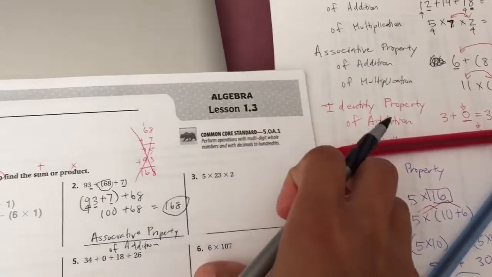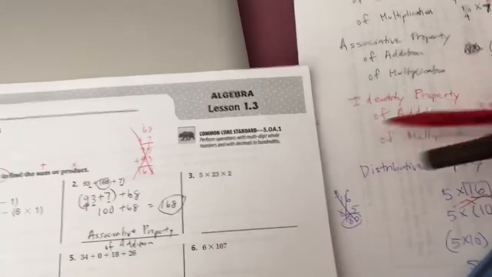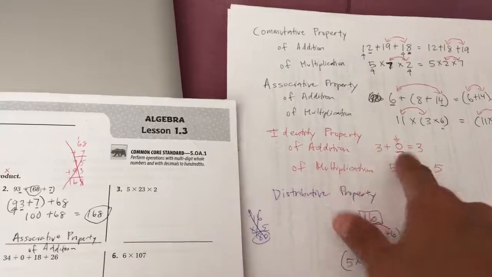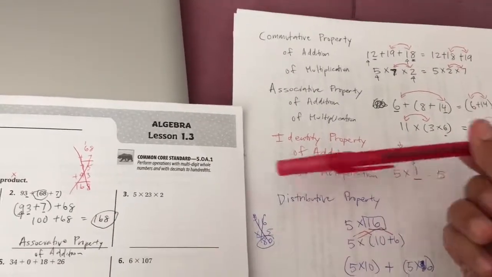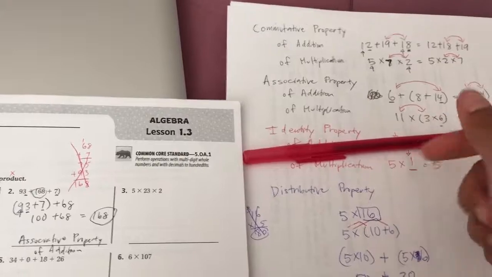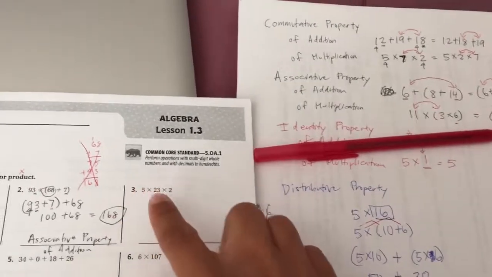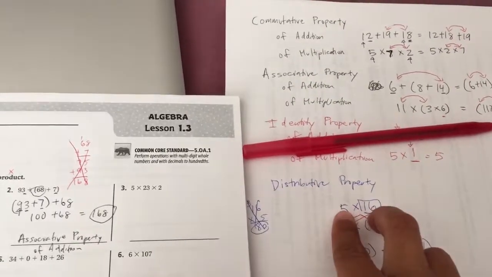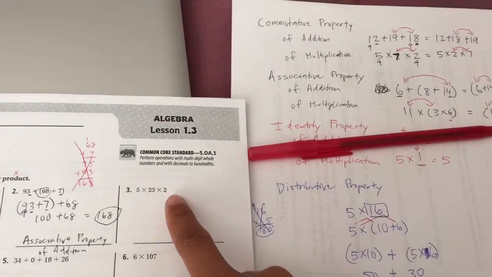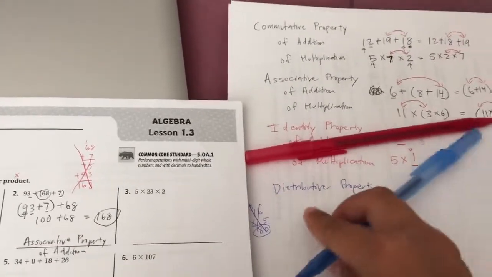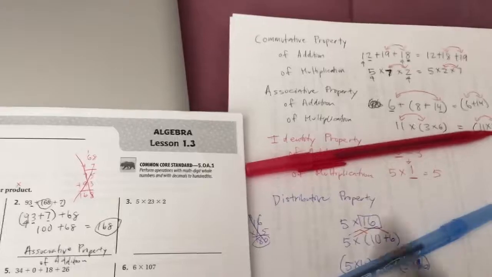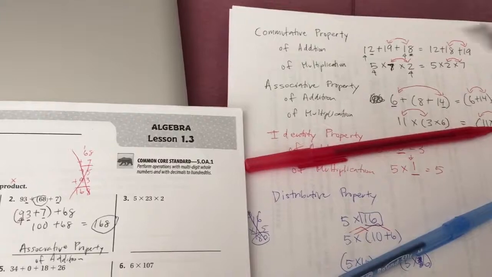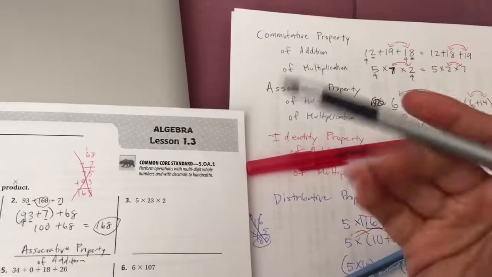All right, let's try the next one. Let's see which property we're going to use. We have 5 times 23 times 2. Again, we don't really need the identity property because we're not adding by 0 or multiplying by 1. We're not retaining the same number. We're not going to use the distributive property for this one because this is when you're multiplying only 2 numbers and you're breaking it down, whereas here we're multiplying 3 numbers. So we're not going to use the distributive property. That again leaves us with commutative or associative. Keep in mind, commutative and associative are very similar. The only difference is one is just switching the numbers and the other switching groups.